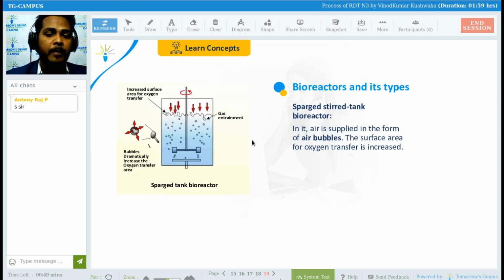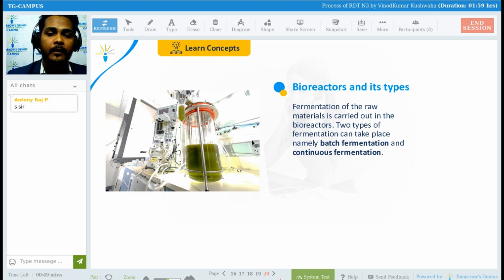Another type is called the sparged stirred tank bioreactor. Now, what is the difference? In the second type, air is supplied in the form of air bubbles. That is the only difference. The surface area for oxygen transfer is increased. You can see this is the surface area, so oxygen transfer is maximum here because it is in the form of air bubbles. So that is the sparged stirred tank bioreactor.